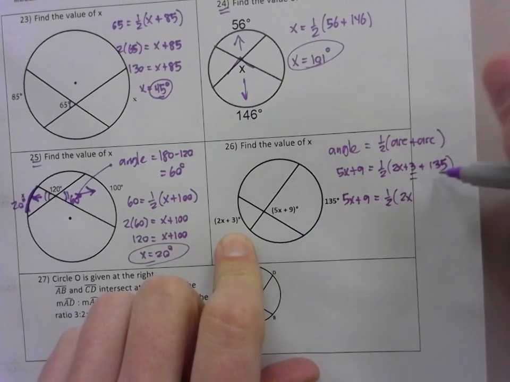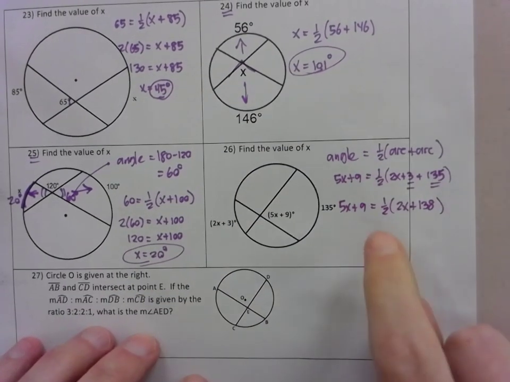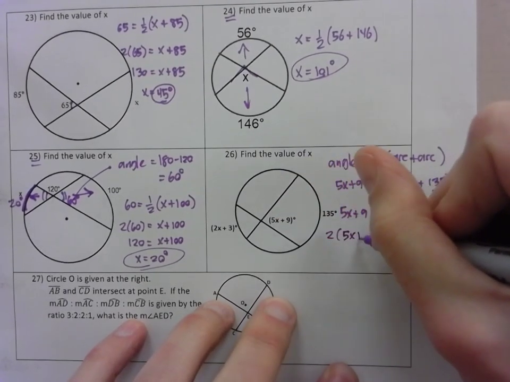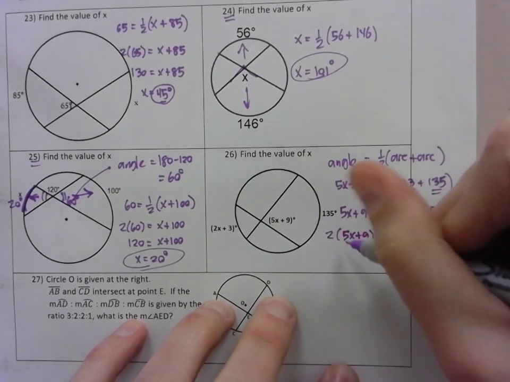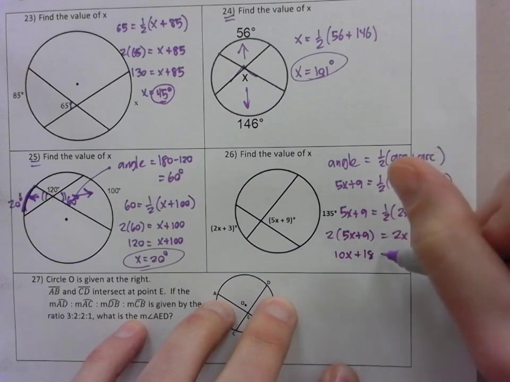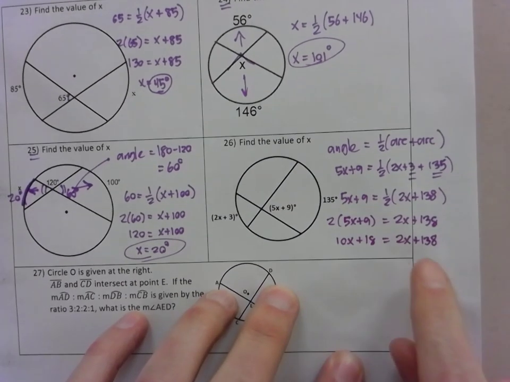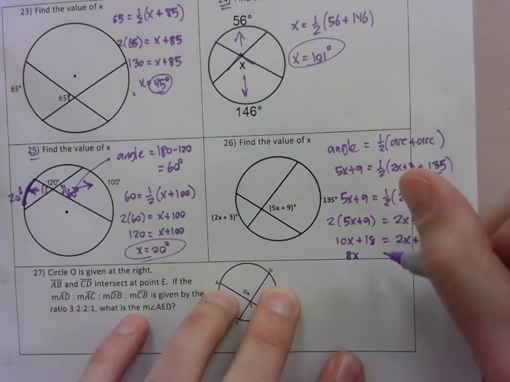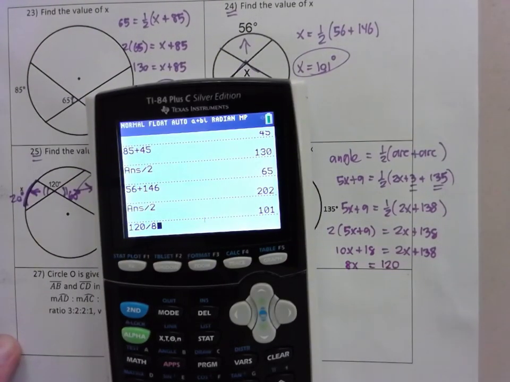So I will combine the 3 and the 135 to 138. Now you can distribute that, multiply the other side by 2 again. So that'll give me 10x plus 18. And take away the 2x, that's 8x. Take away the 18 from the 138, that's going to be 120. And 120 divided by 8 gets you what? 15.